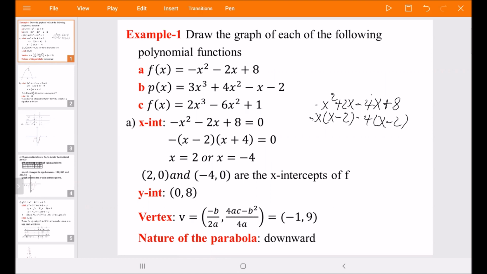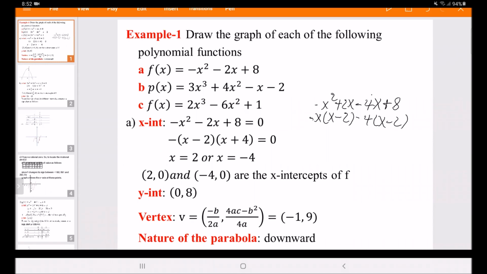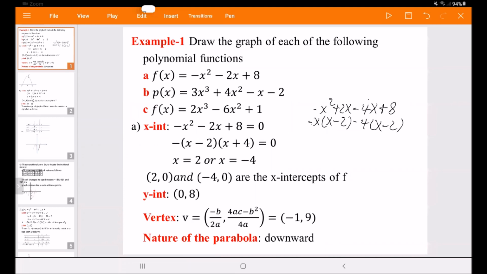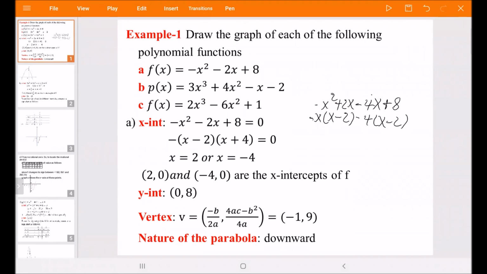So we pass to the next step, that is determining the y-intercept. There is no need of making any calculation when we are determining the y-intercept in sketching the graph of a polynomial, because for a polynomial, the constant term is the point where its graph crosses the y-axis. So (0, the constant term), that is (0, 8). It is the y-intercept of the graph of f. Then the next step is determining the vertex.